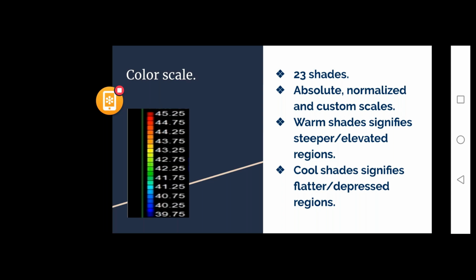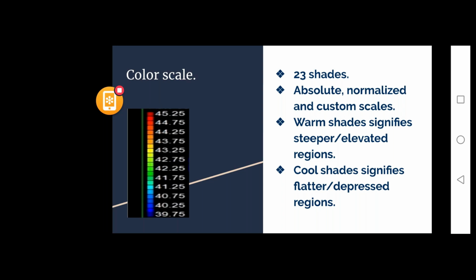And there are different types of scales as well, as you can see over here. The lowest part starts from 39.75, that is the flattest region, and this is 45.25. So we have to remember that whenever there is a flat area on the cornea, it is denoted by cool colors, that is on the bluer side, and whenever there is a steep area or an elevated area, it is denoted by red or warm colors. Okay, now the same colors are applicable to elevation maps, to refractive maps, to irregularity maps, and so on.